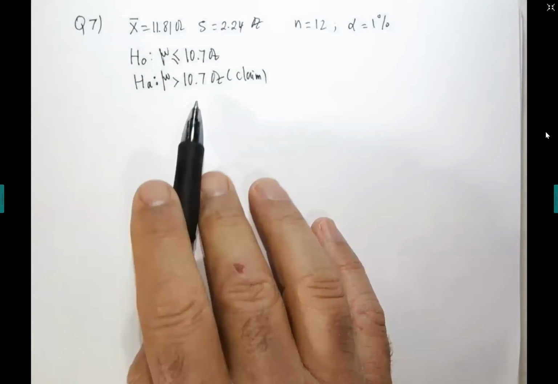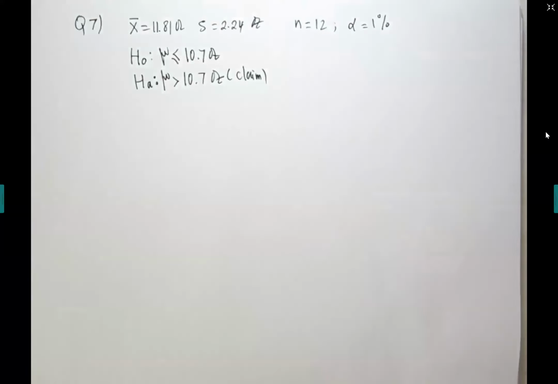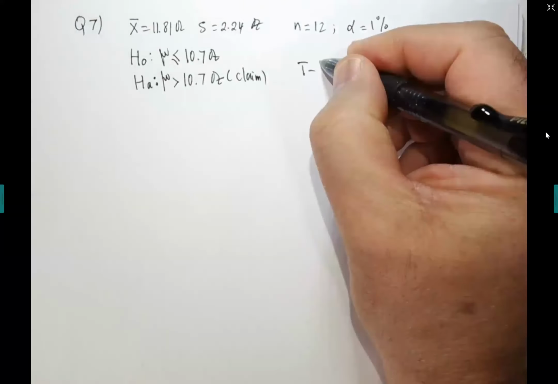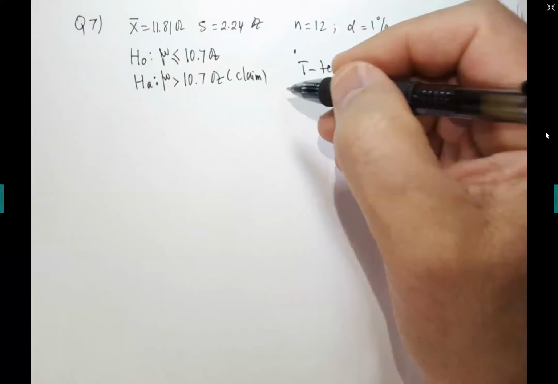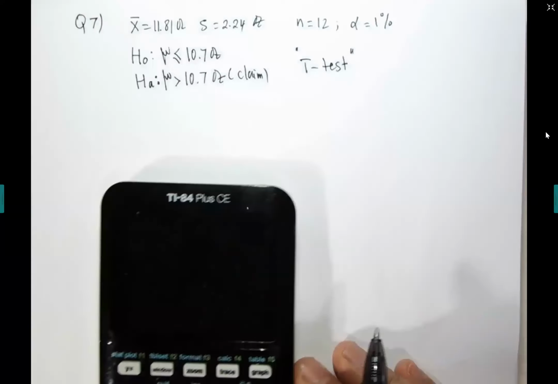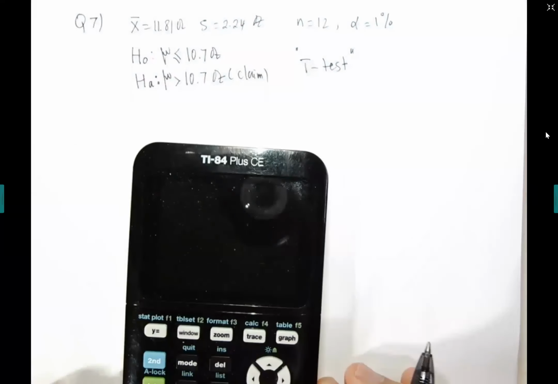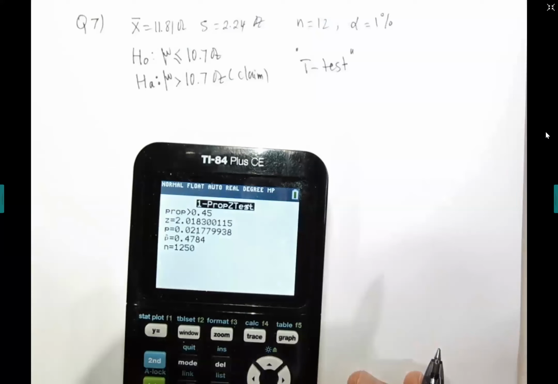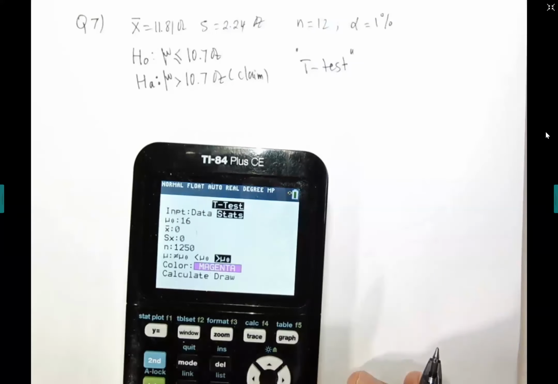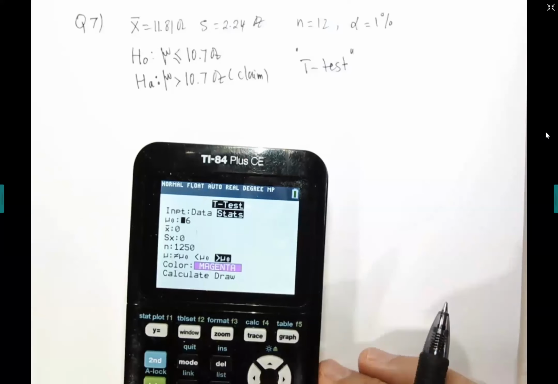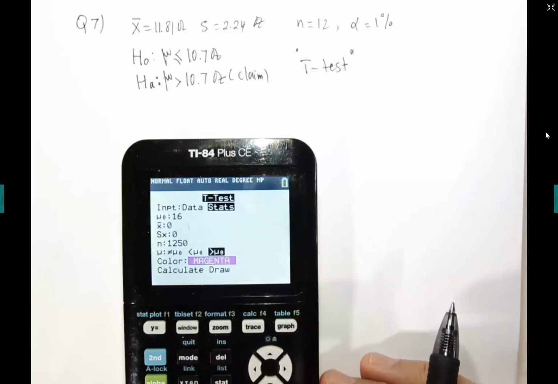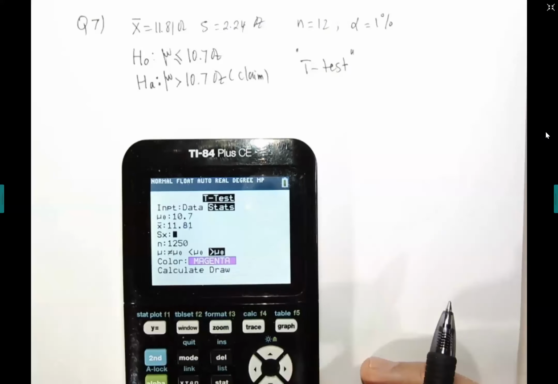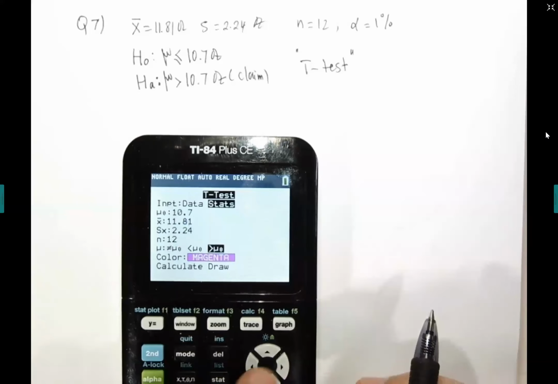So 10.7 ounces here. And you guys agree with me that this is a t-test? So let's run the t-test, and that should be it. Stat tests, t-test. mu0, we're testing against 10.7. X bar, guys, is 11.81. S is 2.24. N is 12. And we're testing mean greater than mu0.